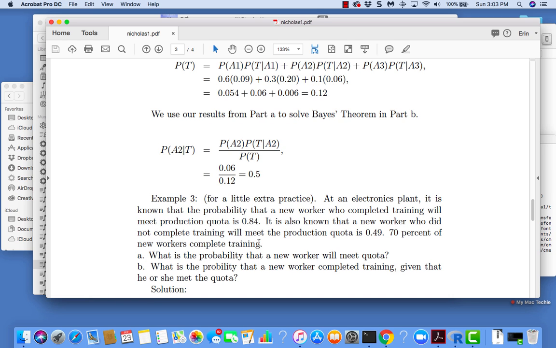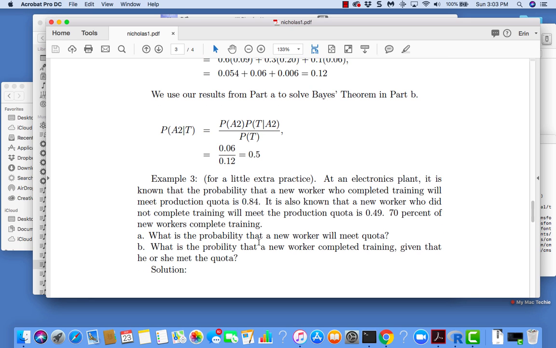Now let's just do one more just because it's fun. So we're going to go to an electronics plant, and we know that the probability a new worker who completed training will meet the quota is 0.84. We also know that the probability a new worker who did not complete the training will still meet the production quota is 0.49. 70% of new workers complete training. What is the probability that a new worker will meet quota?